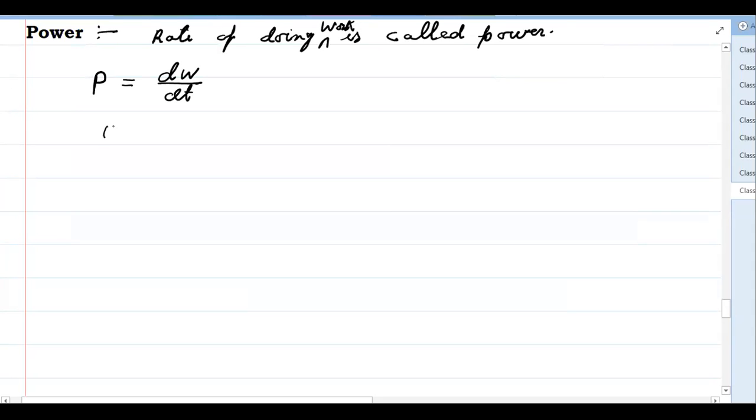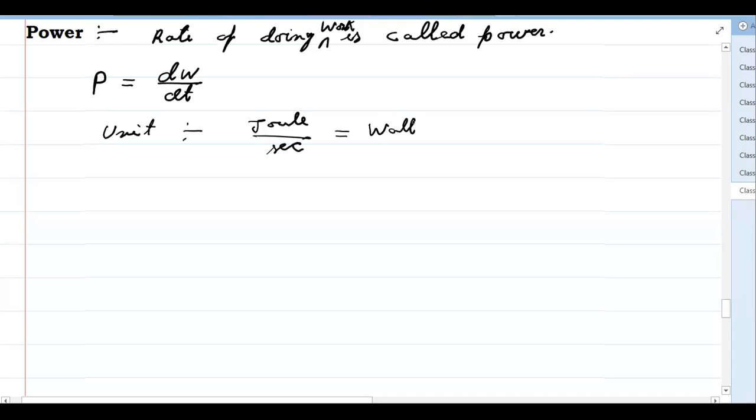And its unit will be what? Work has the unit joule, so it will be joule per second, or watt. The watt is named after James Watt, who invented the steam engine. The watt is defined as 1 joule of work done per unit time.